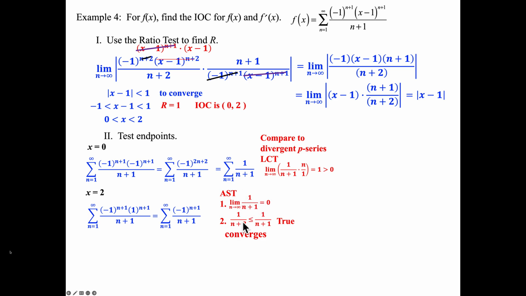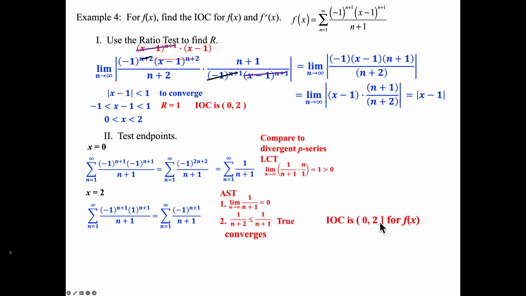Check. Is it decreasing? Is a sub n plus 1 less than a sub n? Add 1 to the n plus 1 makes it n plus 2. Multiply n plus 1 to the top here, n plus 2 to the top here. Subtract n's, you get 1 is less than or equal to 2. That's true. This converges by the alternating series test. So that puts a bracket around the 2 on our endpoint for the interval of convergence for f of x.